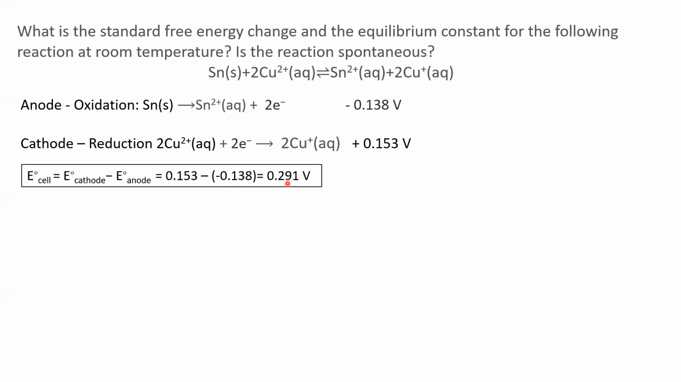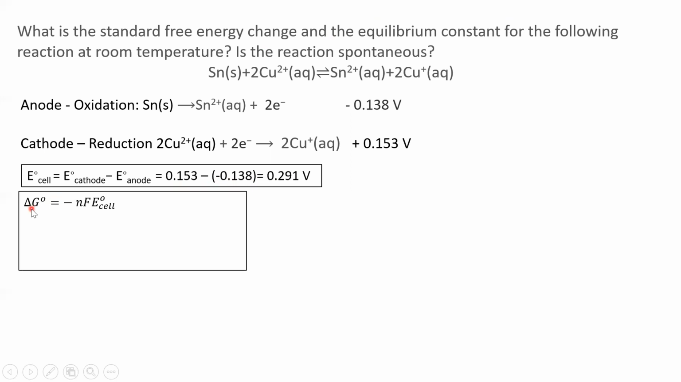All right, next thing we want to calculate. What's the free energy? We're going to take negative N times F times E for our cell. The N is the number of electrons. So in this case, 2 electrons are being lost in our oxidation, 2 electrons are being gained in our reduction, so N equals 2. F is Faraday's constant. E, we just calculated here, 0.291.